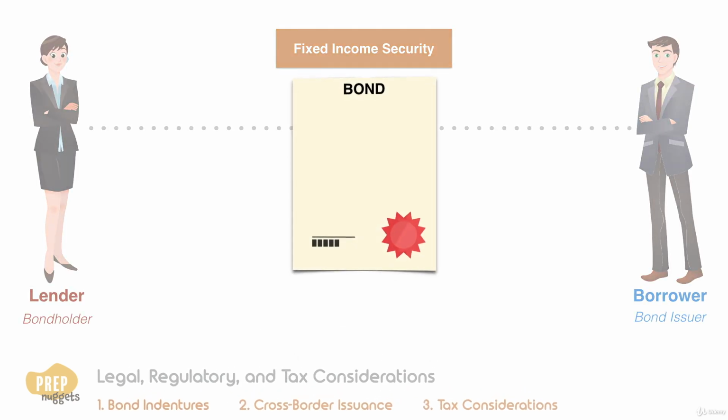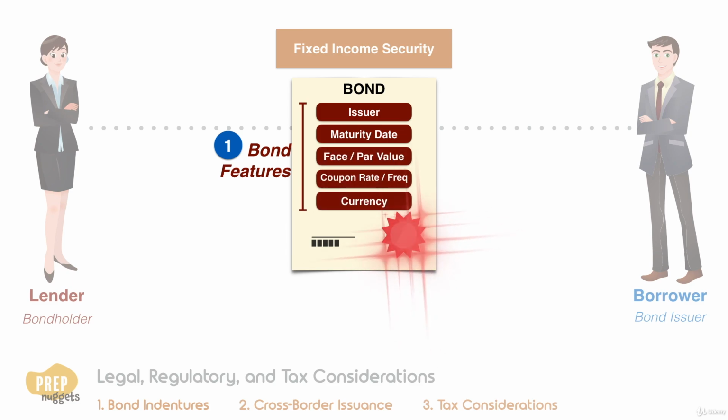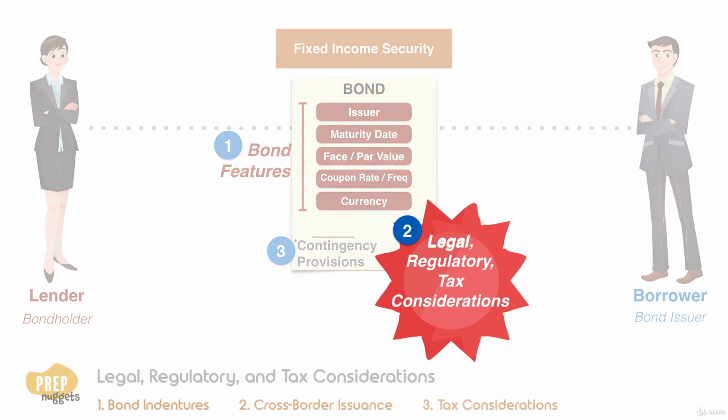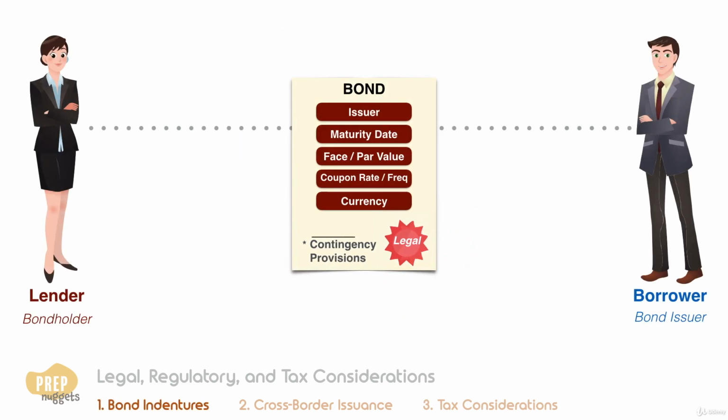In the last lesson, we've learned that there are three important elements that an investor needs to know when investing in a bond. They are the bond features, which include the issuer, maturity date, face value, coupon structure, and the currency of the bond. The legal, regulatory, and tax considerations with regards to the bond, and the contingency provisions. We shall discuss about the legal, regulatory, and tax considerations in this lesson. Let's first get familiar with some of the terms we're going to use in this lesson.